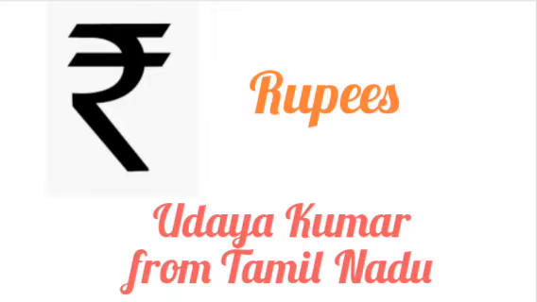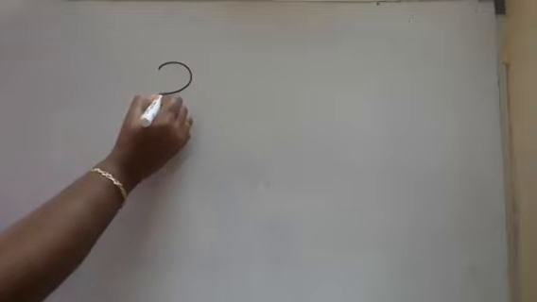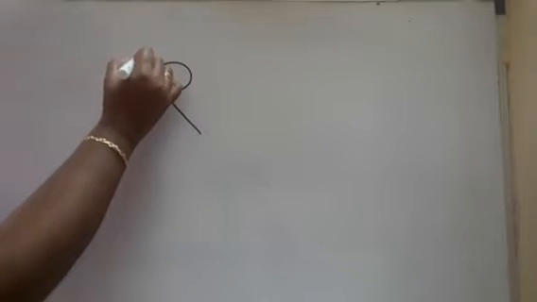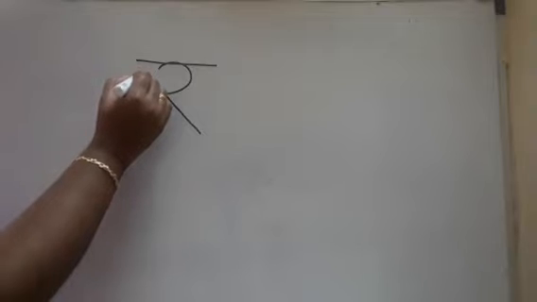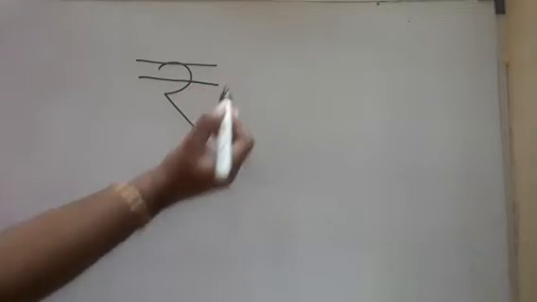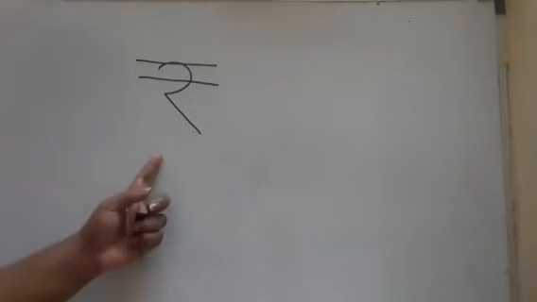Let us look at how we can draw the symbol of rupees. First, you have to write the Hindi letter Ra. You all know how to write the Hindi letter Ra. First, draw the Hindi letter Ra, and then you have to draw one more line over here. This is how we can write the symbol of rupees. Is it clear, my dear kids?